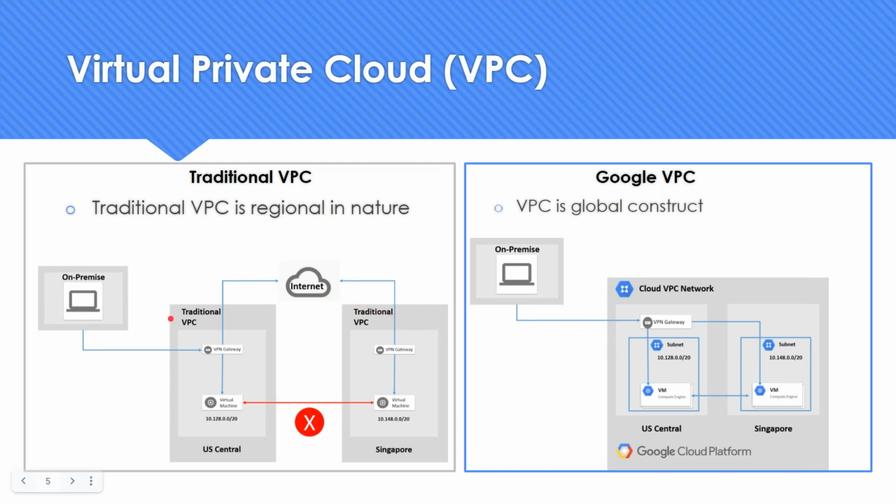In the same architecture or the same diagram, where you have a VM in US Central and a VM in Singapore, they can simply connect using internal IP address. This is the beauty. And from the outside world, definitely they have to use VPN and then connect. If there is an on-prem data center, from there, if you were to connect, you have to use VPN.